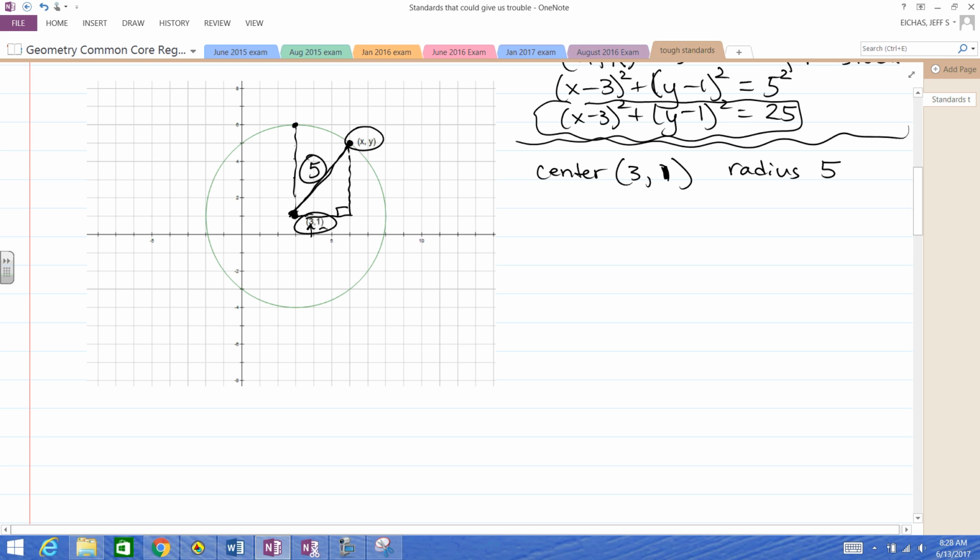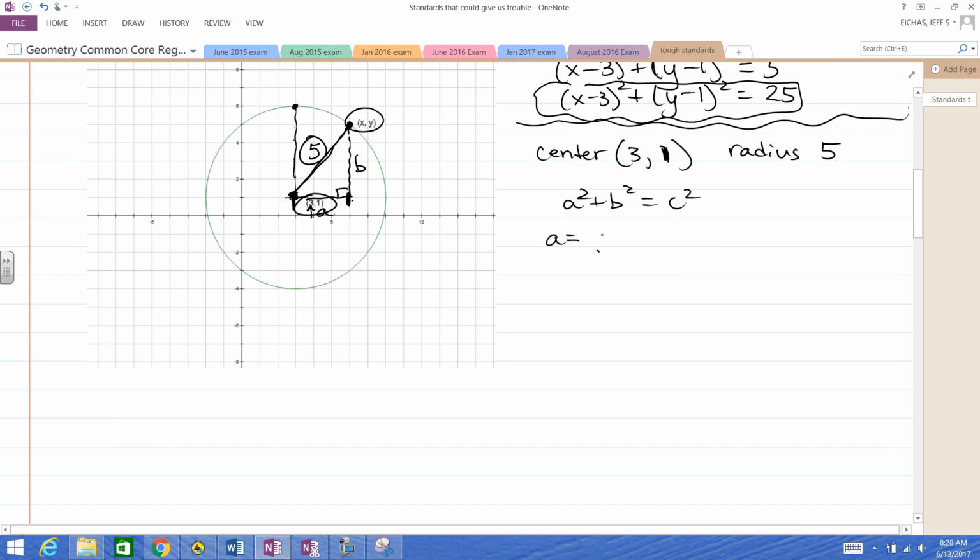We're going to use a squared plus b squared equals c squared: the leg squared plus the leg squared equals the hypotenuse squared. Now, what is A? A is the distance from the center out to this X value. So A is the change in X, and that change in X can be written as X minus 3. The B we're looking at is the change in Y, and that is Y take away 1.